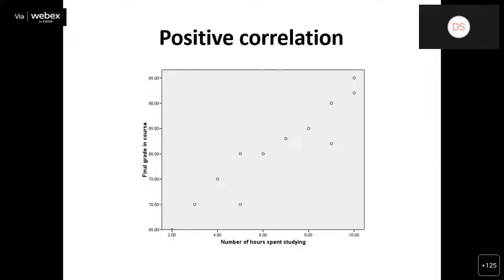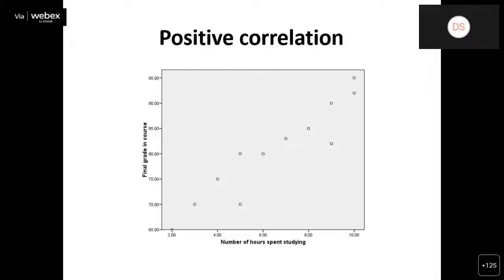So what is an example of a positive correlation? The more time you study, what will happen in your examination? Here is a scatter diagram indicating the relationship between the number of hours spent studying and your examination marks. You can see that the more time you study, the chances of getting more marks are very high. This is one example of what we call positive correlation.